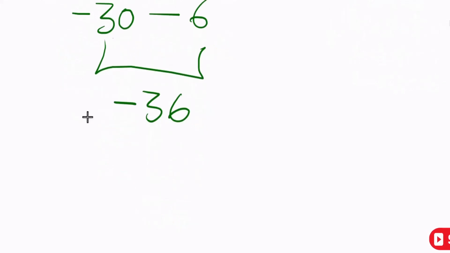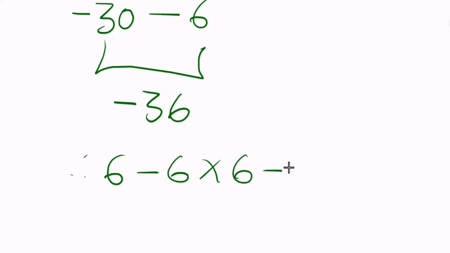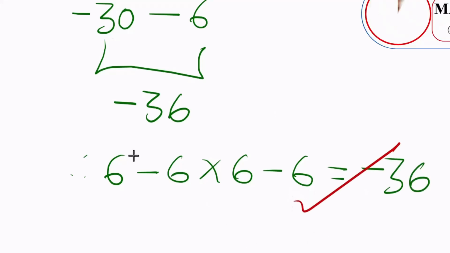Therefore, the answer to the expression, which is 6 minus 6 multiplied by 6 minus 6, equals negative 36. So this becomes our correct answer for this expression.